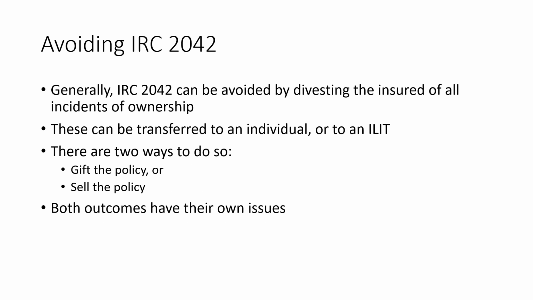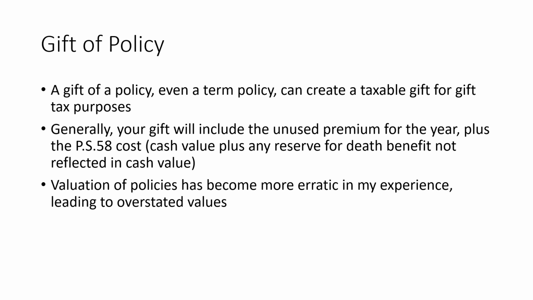Now, that code section is easily avoided by divesting the insured of all incidents of ownership during life. So you can do that by transferring ownership of the policy or any of these retained incidents of ownership to either an individual who's not the insured or to an irrevocable life insurance trust, an ILIT, as we'll see in a bit. Now, when we get around to that transfer, there's 2 ways to do so for an existing policy. You can either gift the policy or sell the policy. But both outcomes, while they have their benefits respectively, also have their own issues respectively.